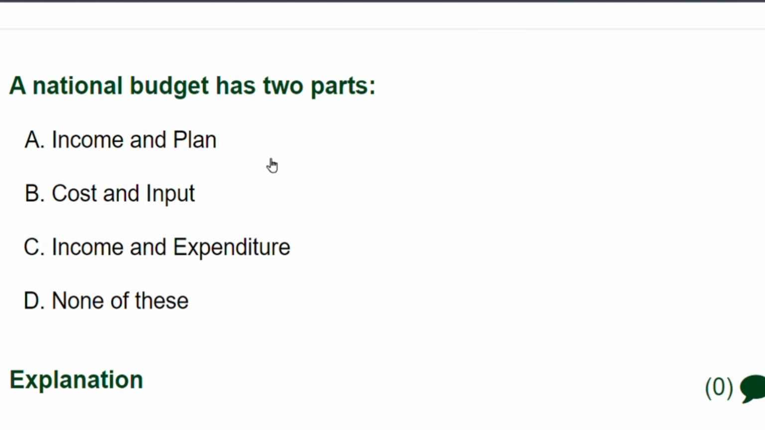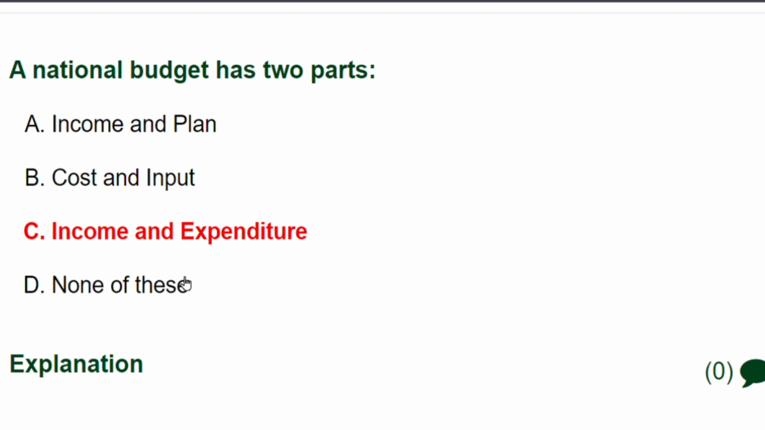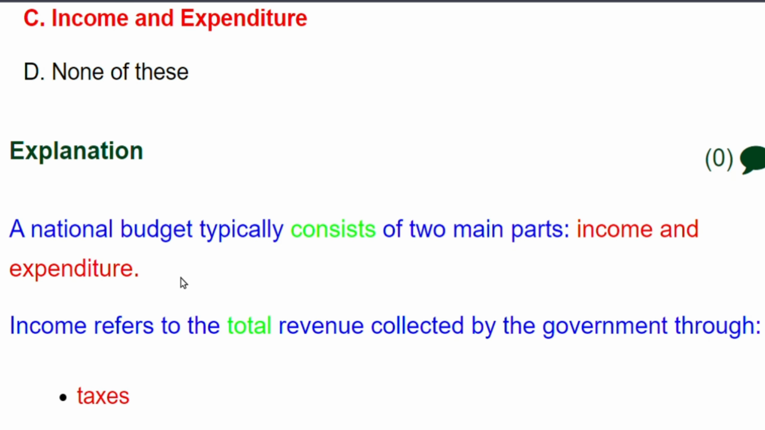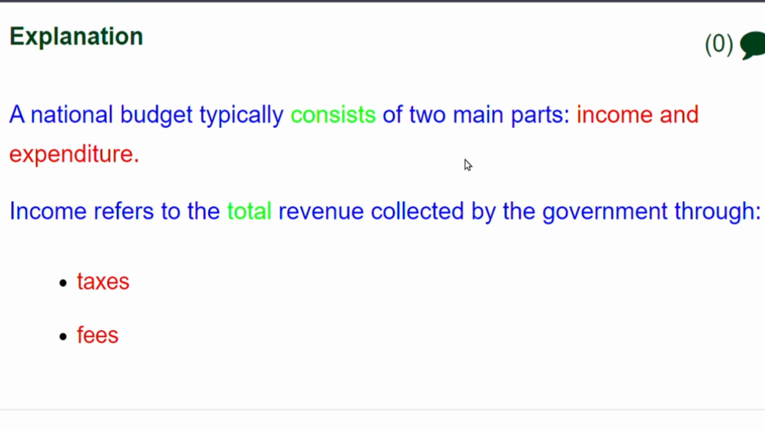A national budget has two parts: income and expenditure. A national budget typically consists of two main parts: income and expenditure. Income refers to the total revenue collected by the government through taxes and fees.